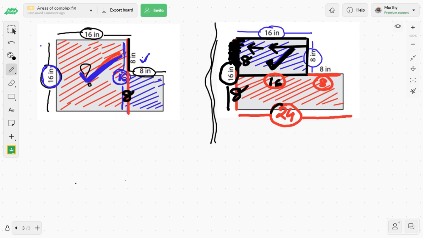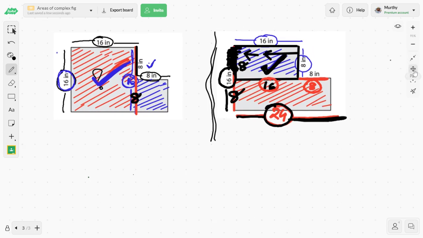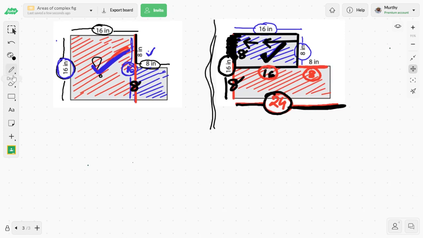Now, in the second diagram, I know that length is 24 and width is 8. Then I can compute the area. Okay, so let me solve this one. I see that there are two figures. The area of the first one is length times width, or side times side. So it is 16 times 16. Then you can compute this one.